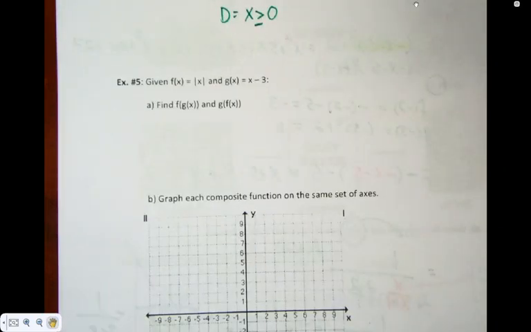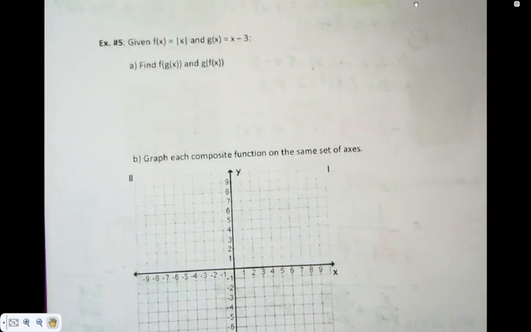Okay. Last thing we're going to do is just graph a composition of functions. So given f of x is absolute value of x, and g of x is x minus 3, we're going to find g of f of x, f of g of x, and we're going to graph them and see what happens and state some domains and ranges, because we can. Okay, f of g of x.